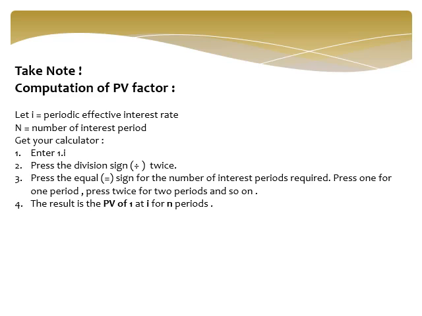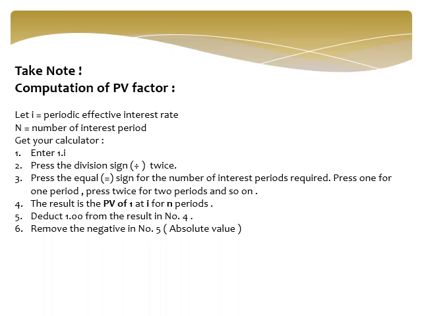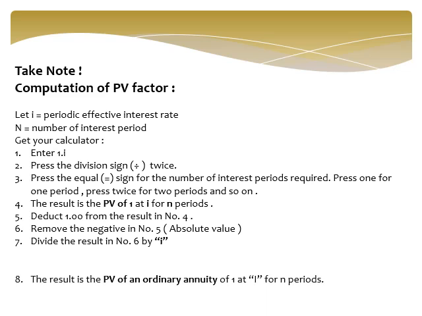So, yun na yung present value of 1. Again, yung sinabi natin kanina, yung PV of 1, applicable siya pag lump sum payment. Okay, pag isahang bayad, yun yung ginagamit natin. Deduct 1 from the result in number 4. So, yung result in number 4, minus 1 doon, ang labas kasi nun negative. So, alisin mo lang yung negative, kunin natin yung absolute value, and then, divide the result in number 6, yung positive value na, by the interest.